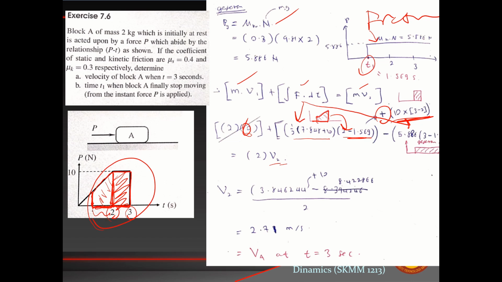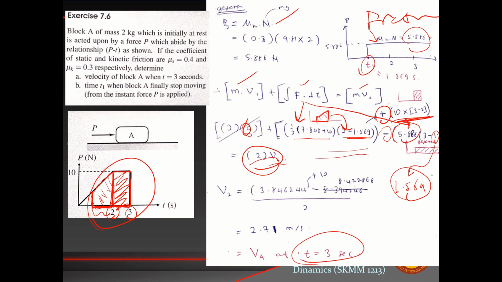Then I have to put the minus for the friction. This friction value is calculated here, so I put it there, and the time is 3 minus 1.569, the time when it starts moving, equal to mv2. Simplify this equation and you will have v2 equal to 2.71 meters per second. When t is 3 seconds, you have this value of v2.